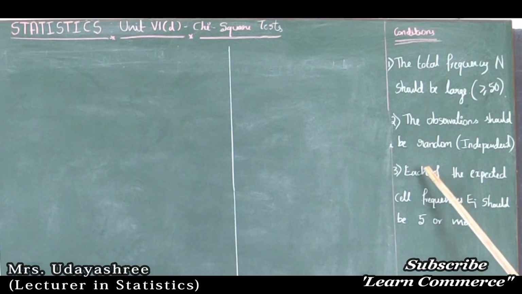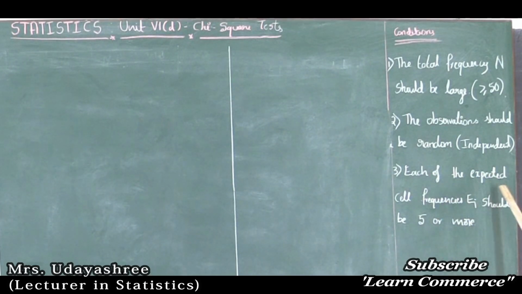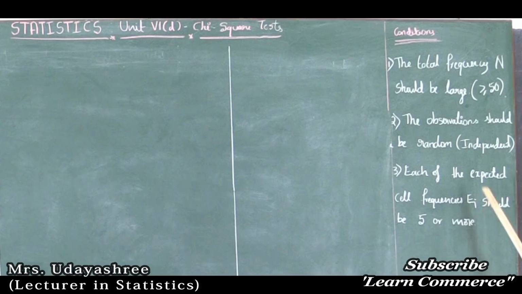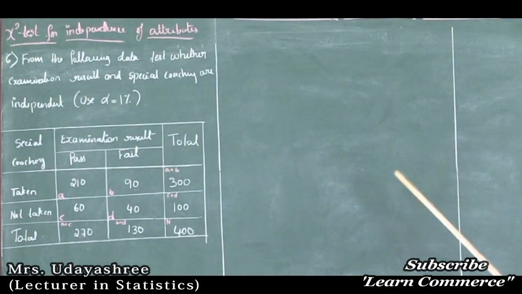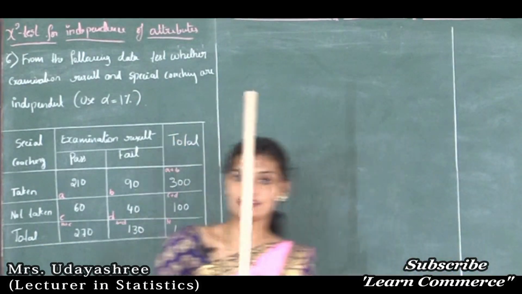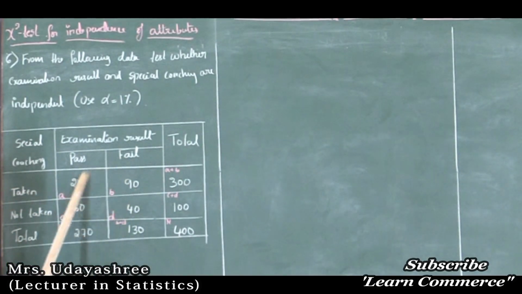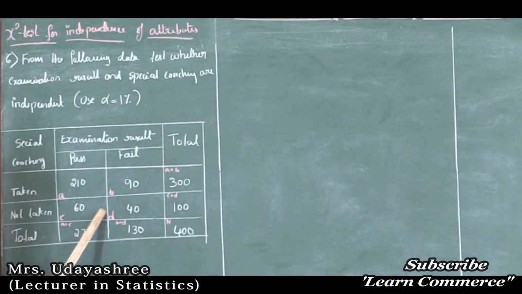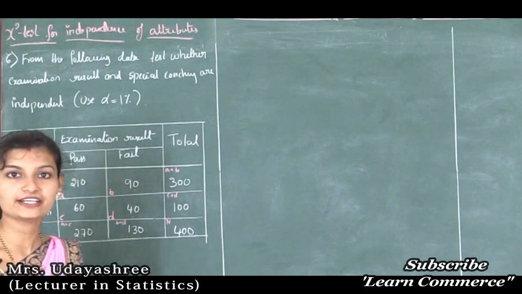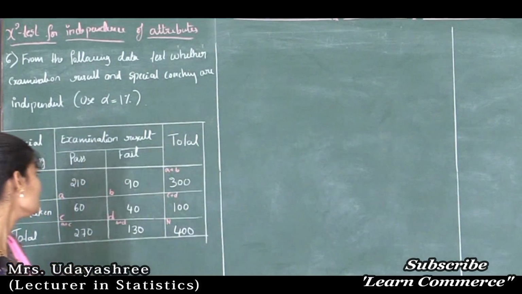The third condition is that each of the expected cell frequencies Ei should be 5 or more. In this problem the cell frequencies are 210, 90, 60, 40. These four observations are more than 5. So the third condition is also satisfied. Now let's see the test.